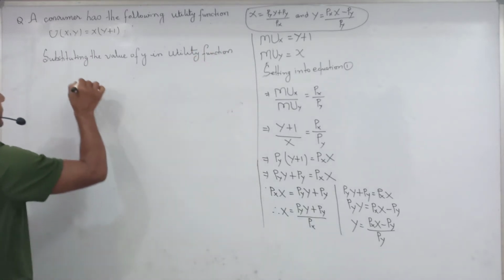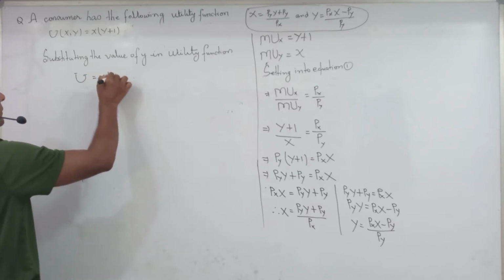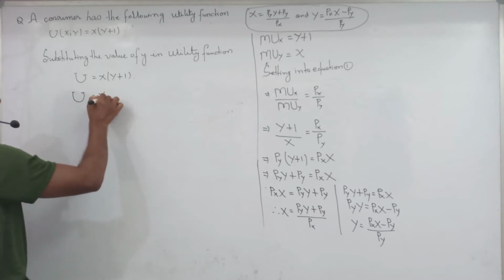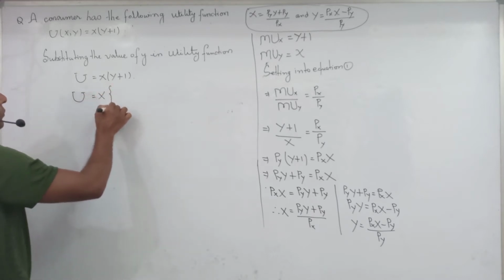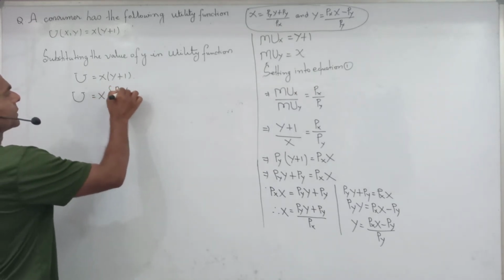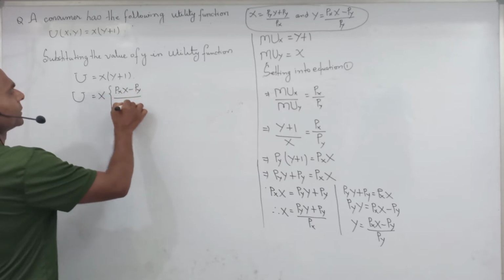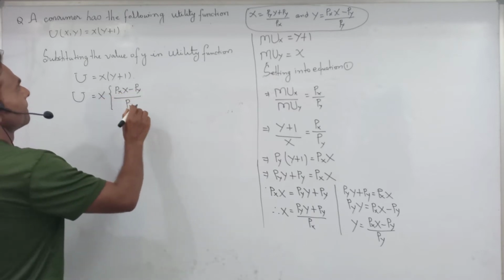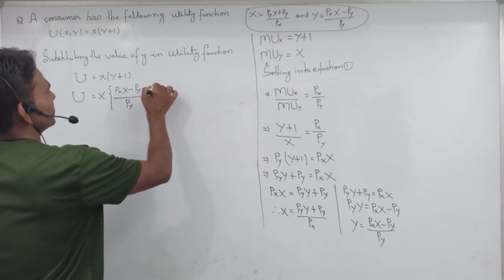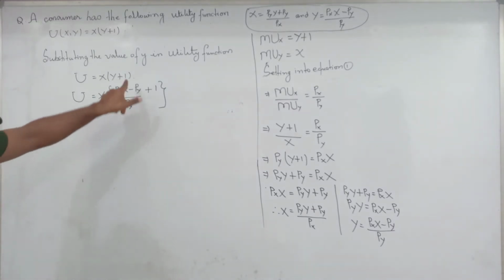Y का value substitute here. Given utility function U equal to X times Y plus 1. Utility equal to X, what value for Y? Y value: price of X times X minus price of Y by price of Y, okay, plus 1. This is the value of Y, and plus 1.